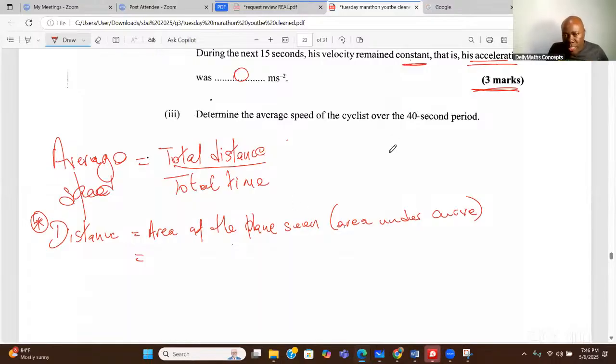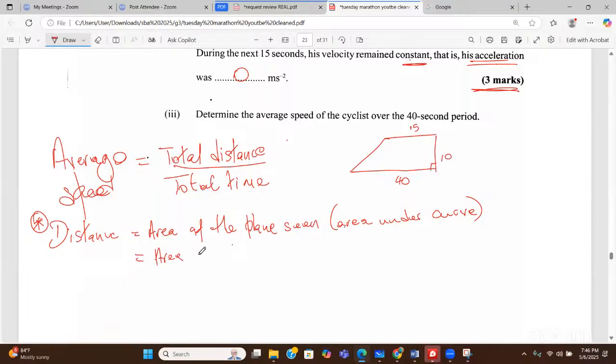Now, let me put it right here. So I crash the diagram here so we can see it quickly. This was 15. This is 40. And this is 10. The area of the trapezium. So I'm going to write area of trapezoid.